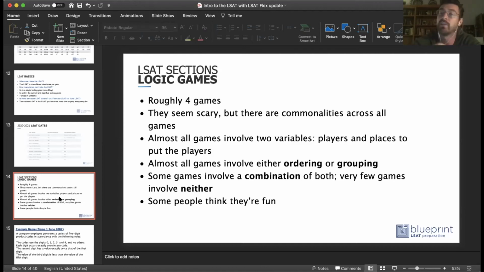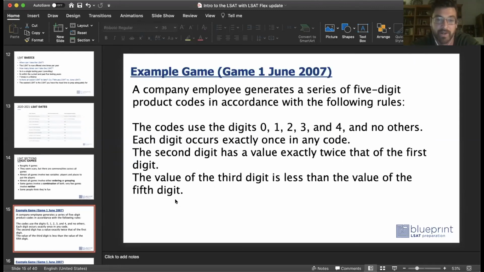And I tell all of my students that the realistic expectation for my high achievers is -0 on games. That's not probably realistic for reading comp, probably not realistic for LR either, but for games, achievable for all high achieving students, -0 or -1 perhaps, but really high game scores because it's the most learnable. We've really got a formula there. And as you see at the bottom, a lot of people end up thinking that they're pretty fun.